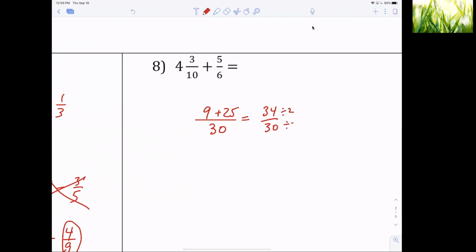Divide by 2, divide by 2. What's 34 divided by 2? 17. What's 30 divided by 2? 15. Now, am I allowed to keep it like this? No, because there was automatically a what over here? 4. So this is 4 and 17 out of 15. But we know that that's going to equal what? 5 and 2/15. Yes, 5 and 2/15.